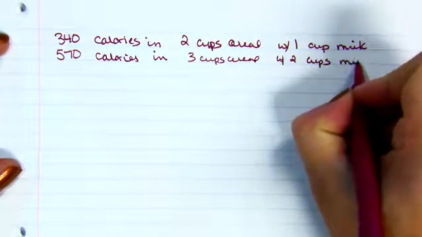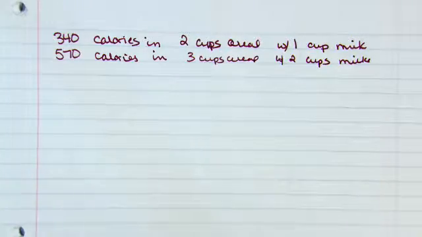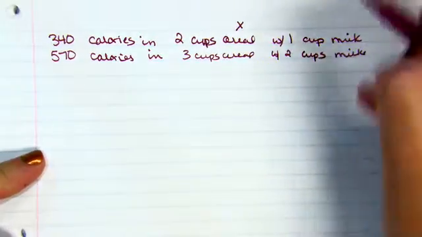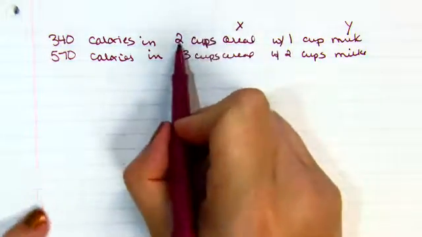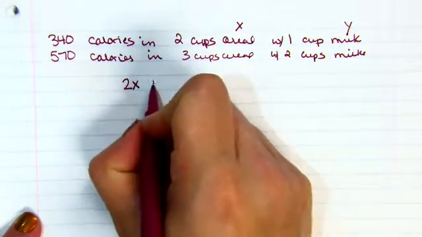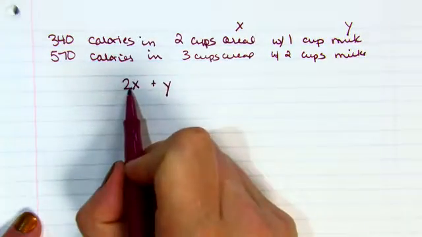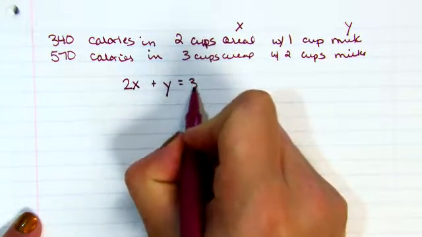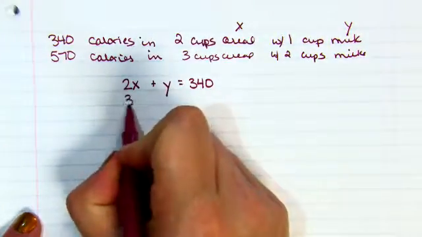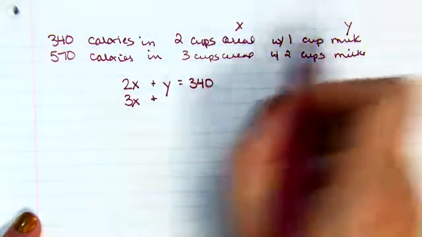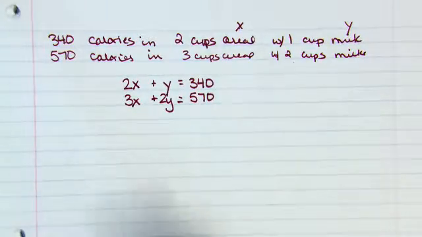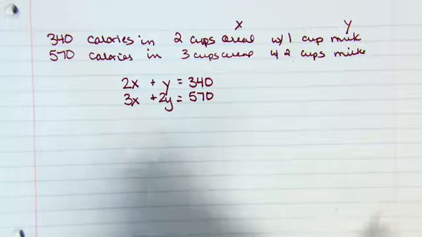I want to know how many calories are in 1 cup of cereal, how many calories are in 1 cup of milk. So I need to set up my equations first. Let's call cereal X, let's call milk Y. So 2 cups of cereal is 2x. 1 cup of milk would be y. So 2 cups of cereal plus 1 cup of milk gives me 340 calories. 3 cups of cereal is 3x. 2 cups of milk is 2y. That equals 570 calories. So this is the setup for my equation.